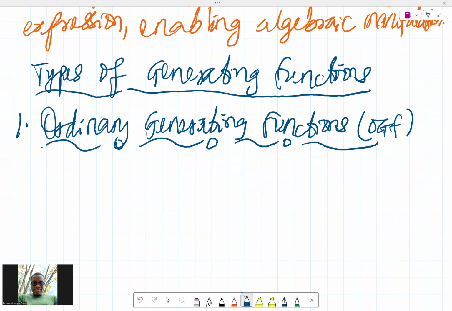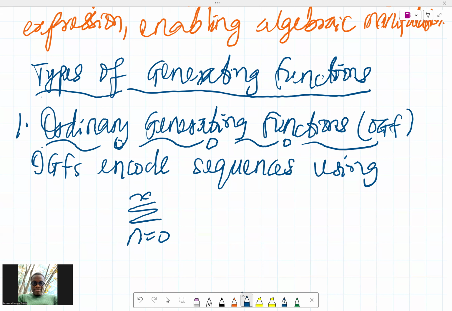OGFs actually encode sequences using the summation from n equals 0 to infinity of a_n x raised to power n. That's the type we saw the other time. A very good example of this.